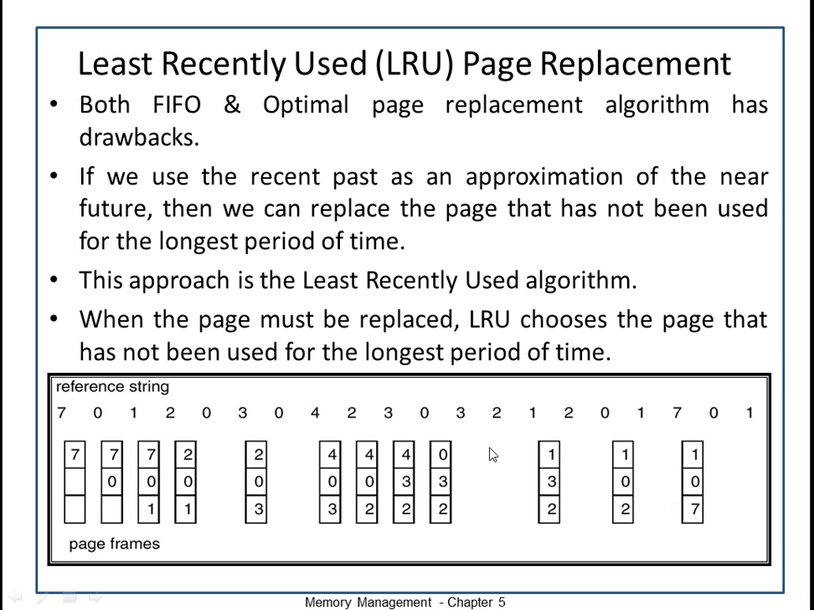This is intermediate between the page faults of FIFO, where it was 15, and optimal, where it was 9. So the least recently used page replacement algorithm is used in many systems.